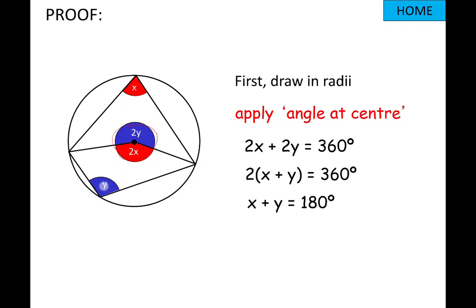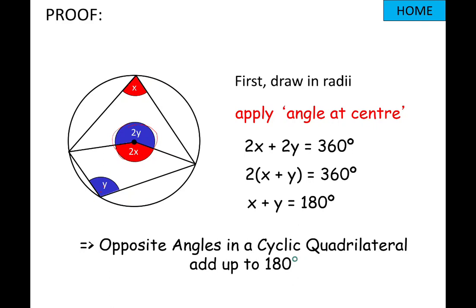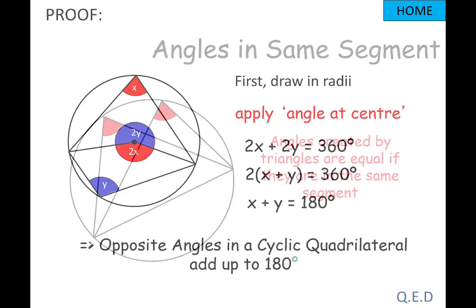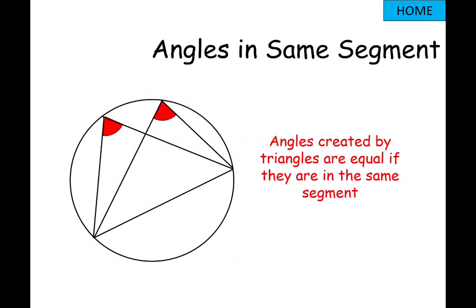which makes the x and y add up to 180. Opposite angles in a cyclic quadrilateral add up to 180. Moving on, angles in the same segment. They are in the same segment. They're coming from the same arc and they're lying in the same segment. Angles created by triangles are equal if they are in the same segment.